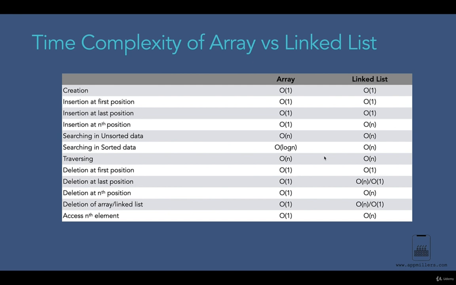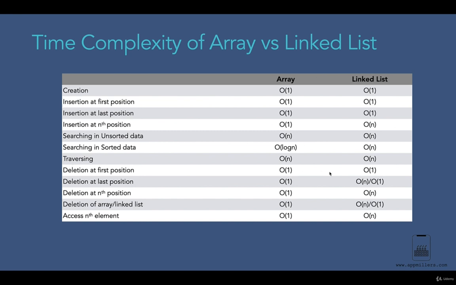That's why it takes O(n) time complexity, because in this case we have to visit all nodes one by one and check whether this is the node that we are looking for or not. Then when it comes to traversing, we know that we have to visit all elements of the data structure and print out their values to the console.